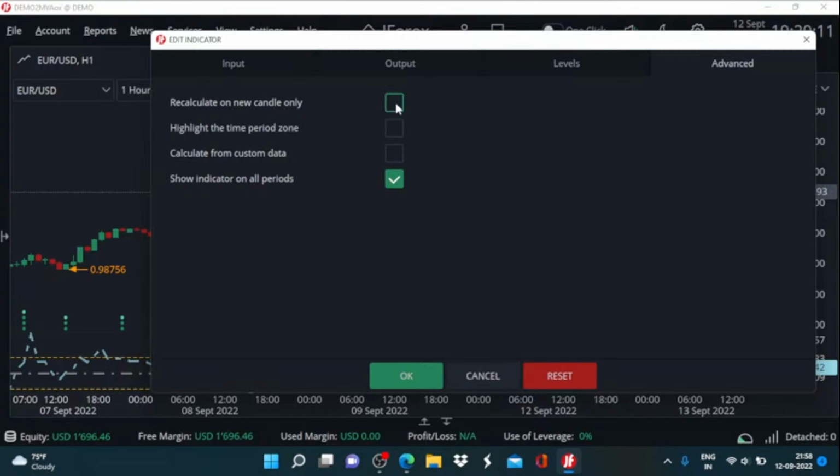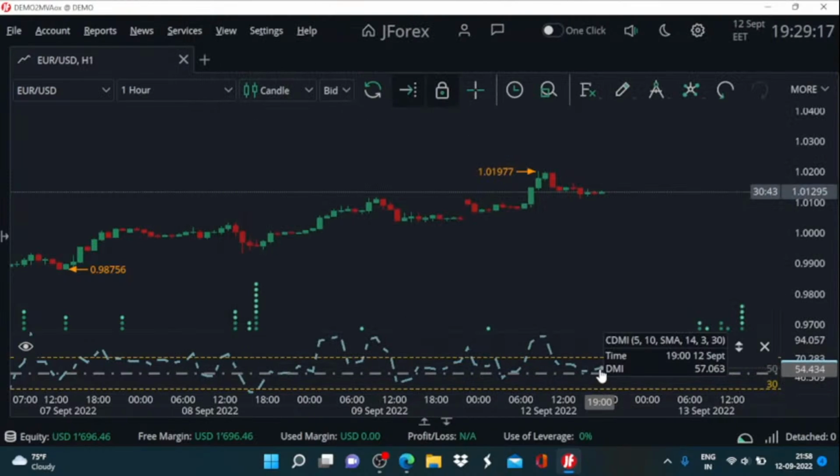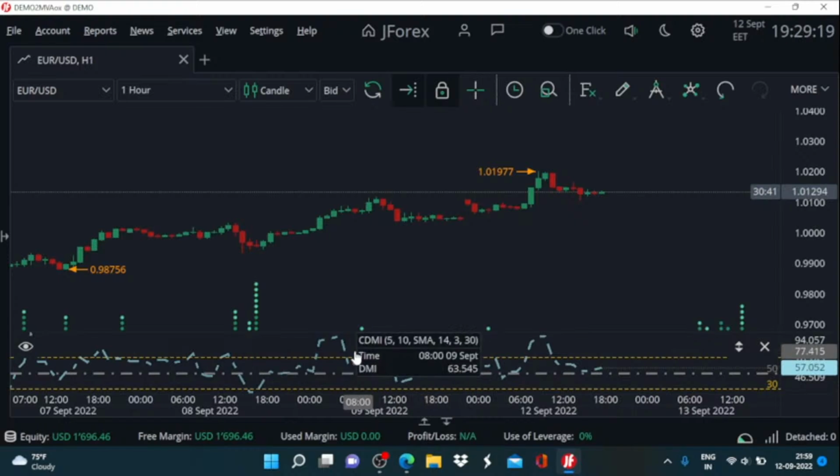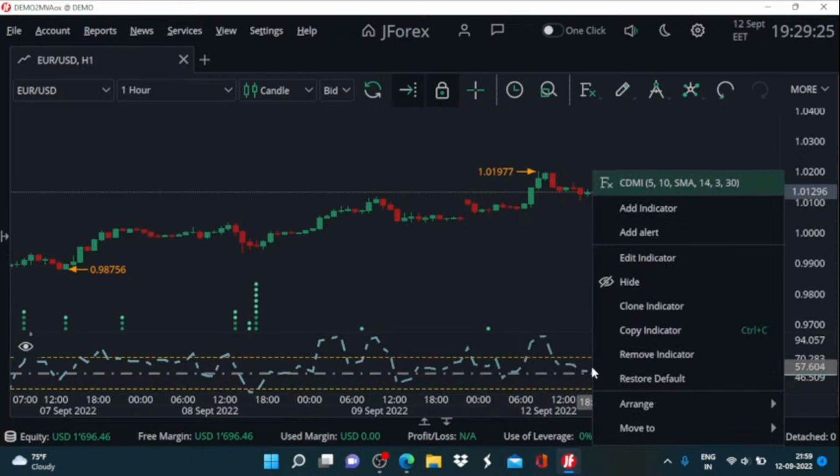So there is one interesting combination. If you want the calculation period to be highlighted, you can opt in for this. So whenever you have this cursor on the lower side, you will see what is the current calculation period being considered for this indicator.